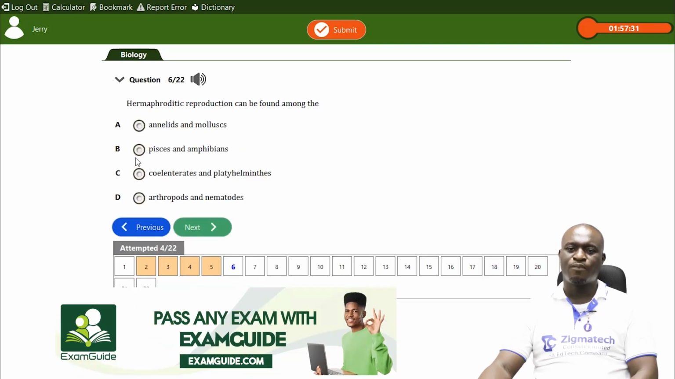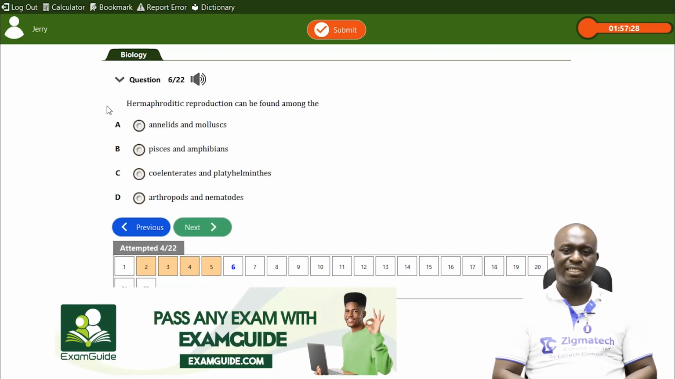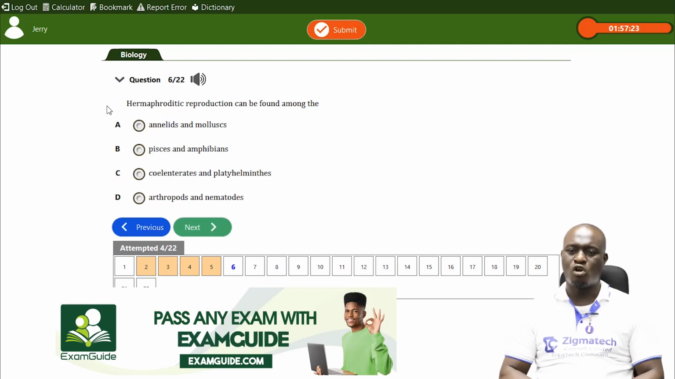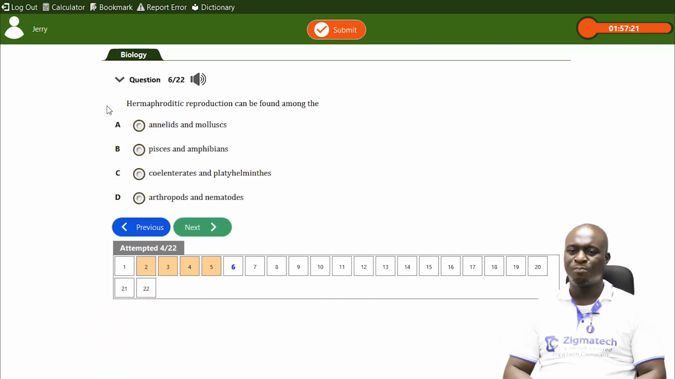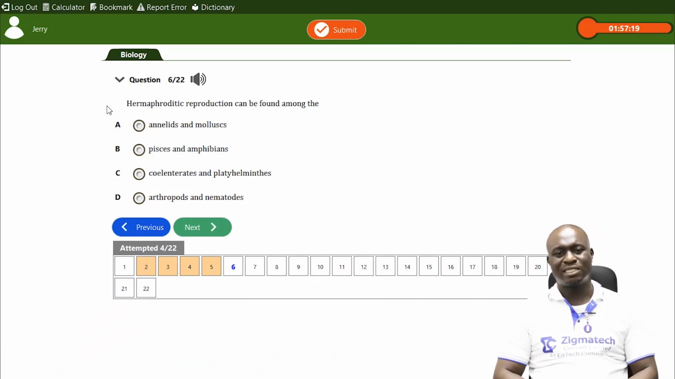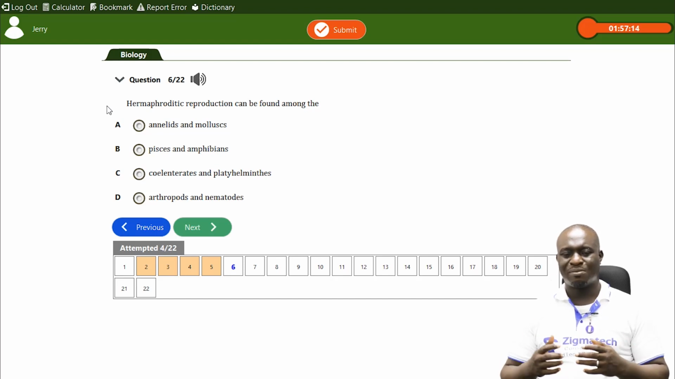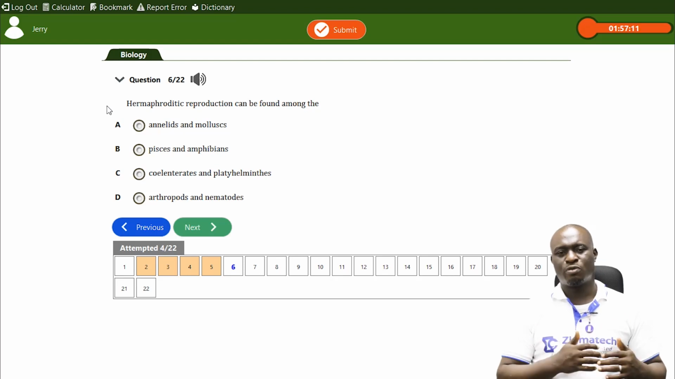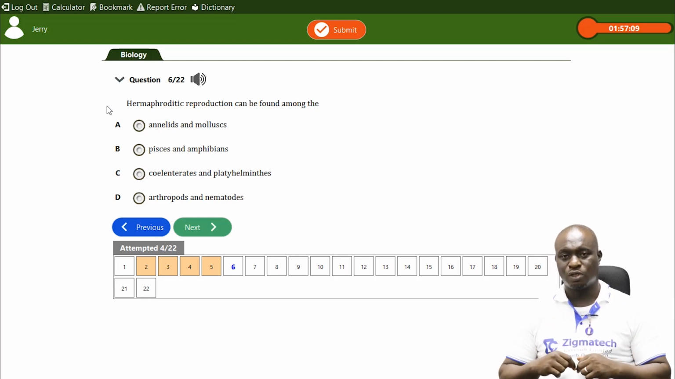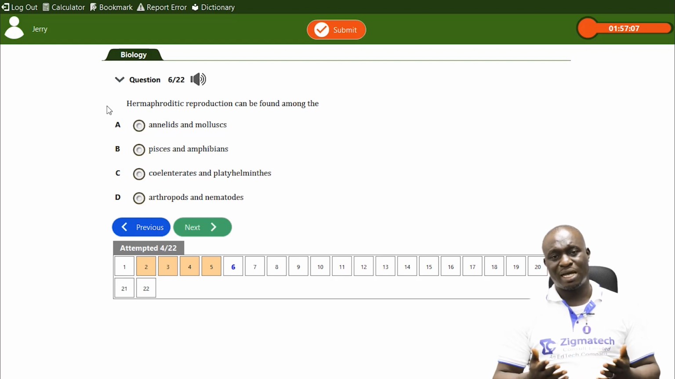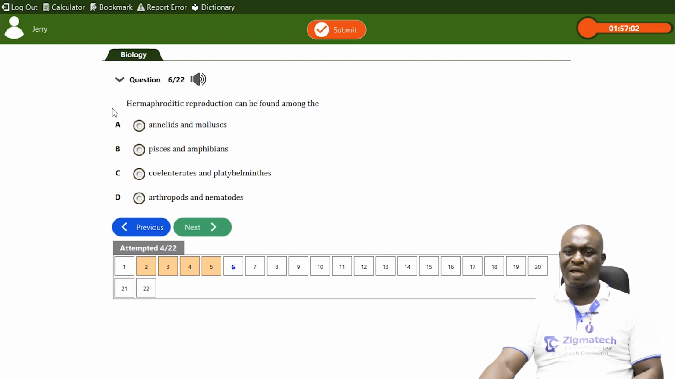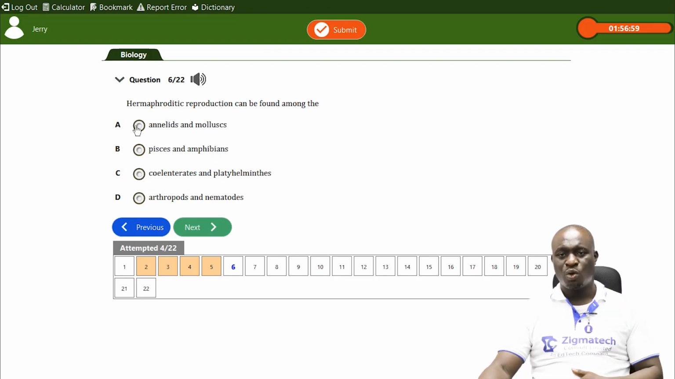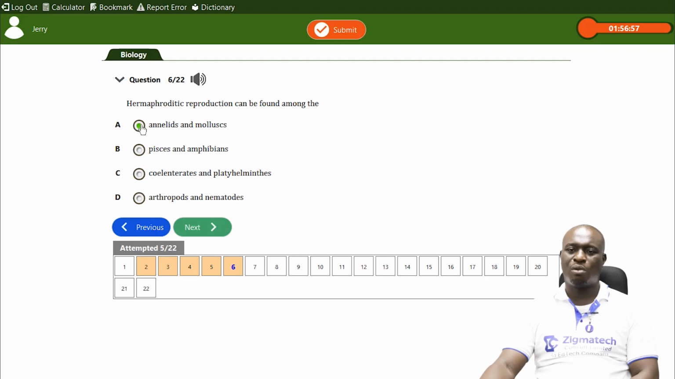Now, this question is on hermaphroditic reproduction. Hermaphroditic reproduction can be found among which organisms? Remember, I told you hermaphrodites can also be called bisexual, where a particular organism has both male and female reproductive organs in one organism. You see that mostly in flowering plants. In terms of animals, we have annelids and then molluscs.